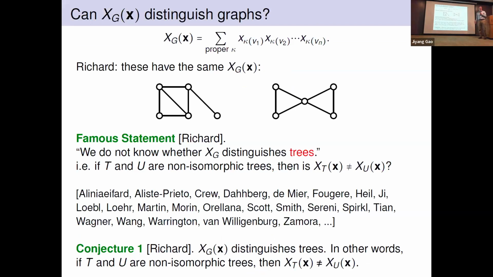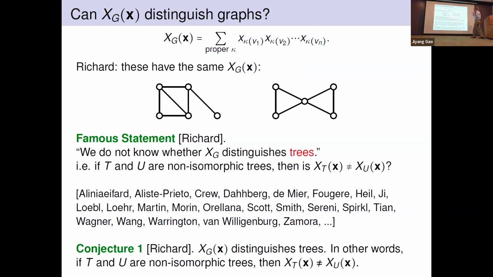Okay, so the question is, could you have 2 different graphs with the same chromatic symmetric function? Richard answered this question in his paper, and he gave this example of 2 graphs with the same chromatic symmetric function. And then he asked, we do not know whether X_G distinguishes trees. So in other words, if T and U are non-isomorphic trees, do their chromatic symmetric functions have to be different?